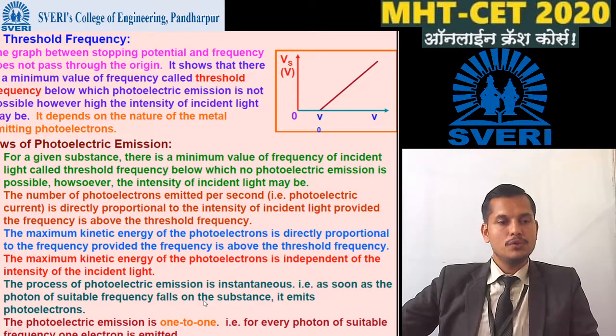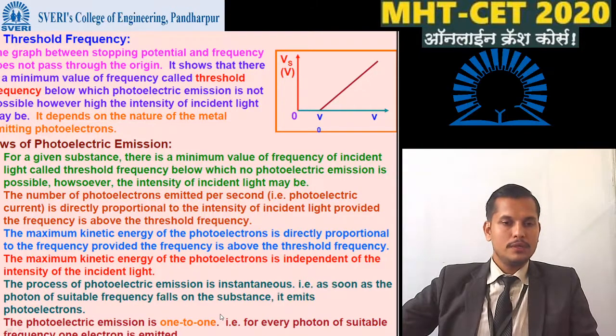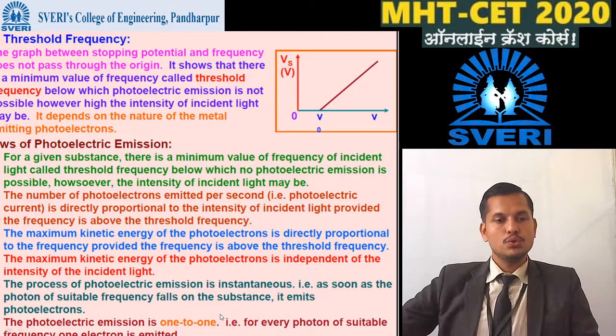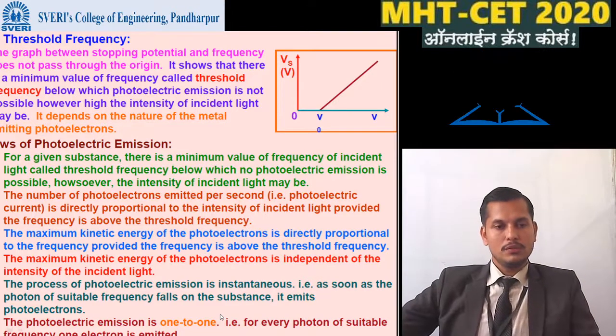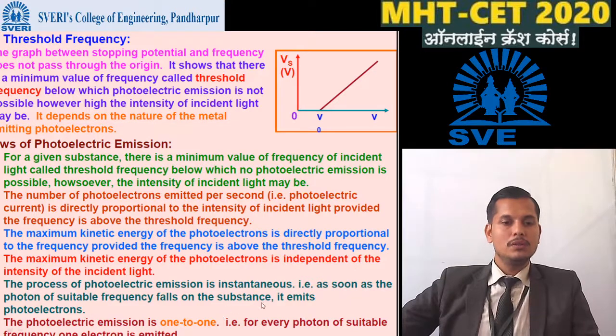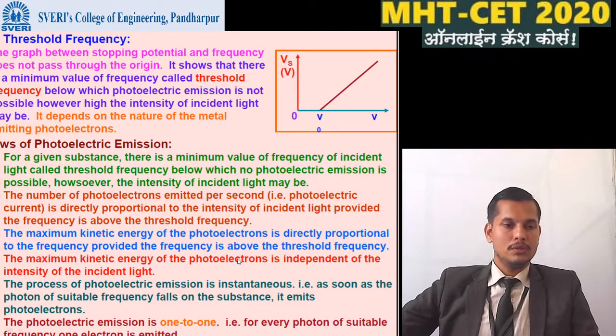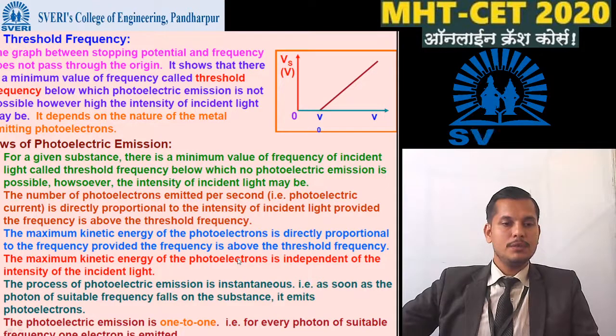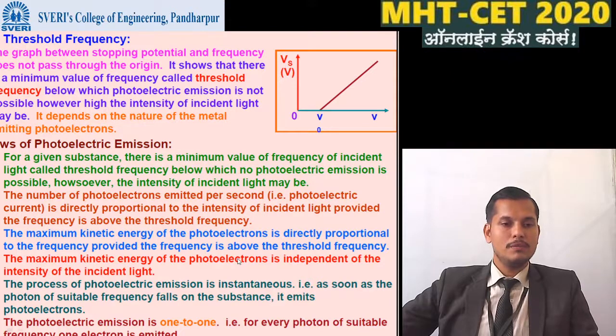Then next, the process of photoelectric emission is instantaneous. That is, as soon as the photon of suitable frequency falls on the substance, it emits photoelectrons. Photoelectric emission ही instantaneous आहे, पण ती कशावर डिपेंडंट आहे, तर suitable frequency जर falls किंवा suitable frequency जर पडली on the substance, then and only then it emits photoelectrons. Next is the photoelectric emission is 1:1, that is for every photon of suitable frequency one electron is emitted.